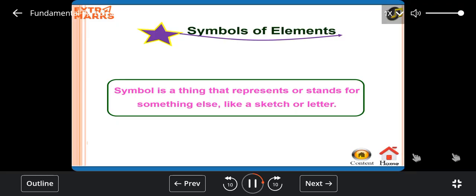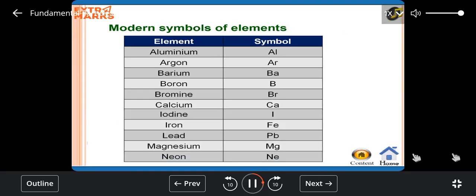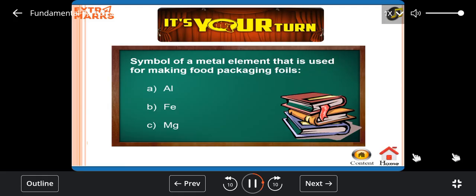Elements. The following table gives the modern symbols of elements. From the given options, choose the symbol of a metal element that is used for making food packaging foils. The correct answer is option A.